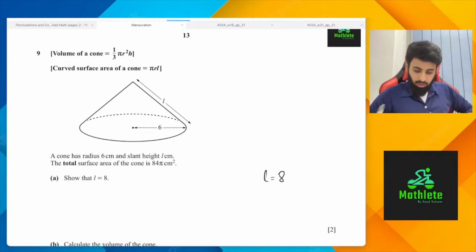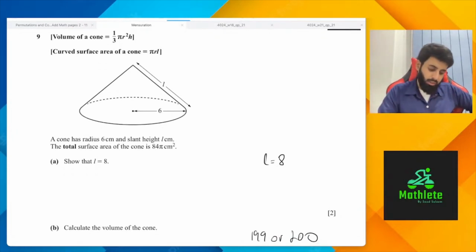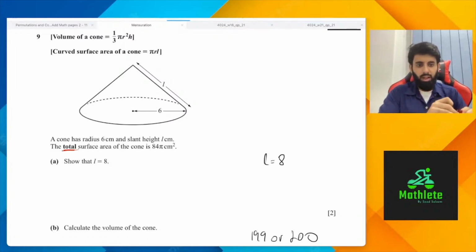It says here a cone has radius 6 centimeter and slant height L. The total surface area of the cone is 84 pi. Show that L is equal to 8. Okay, total surface area. What all will come in the total surface area, can someone tell me? Sir, did we use inverse for the answer? Yes, whenever you want an angle, you always do inverse.